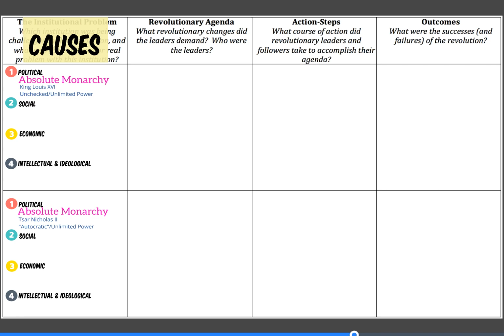So not only can we compare the political causes, but we can also compare some of the social causes of these revolutions.